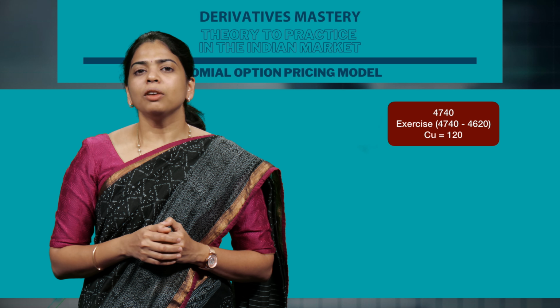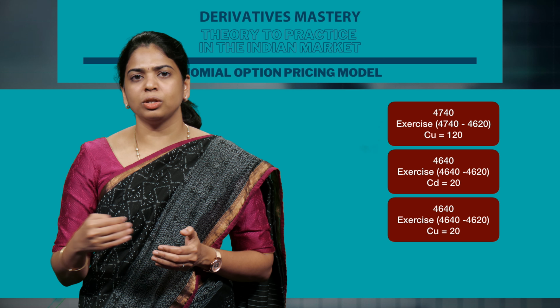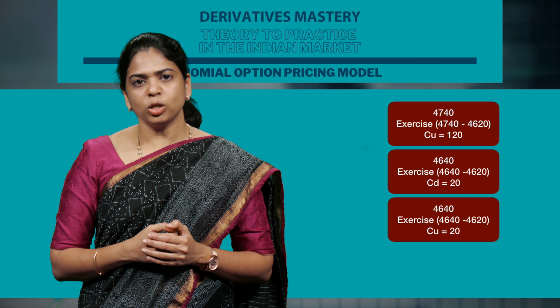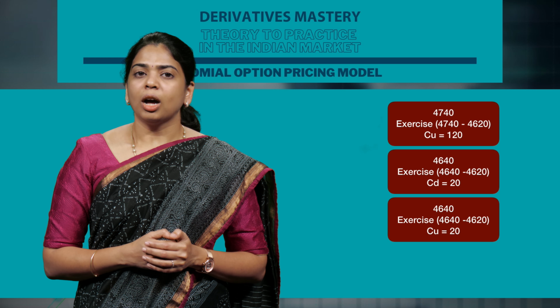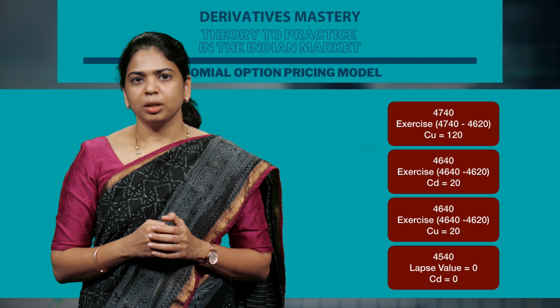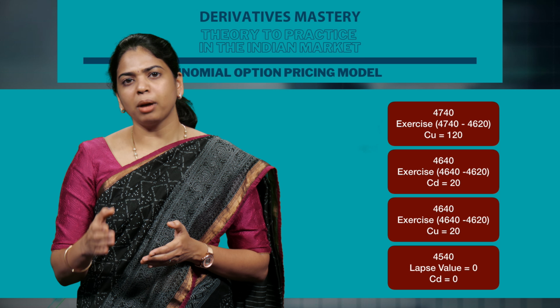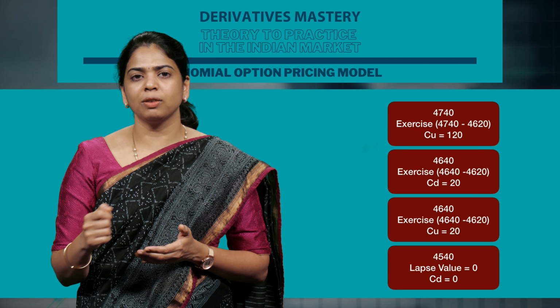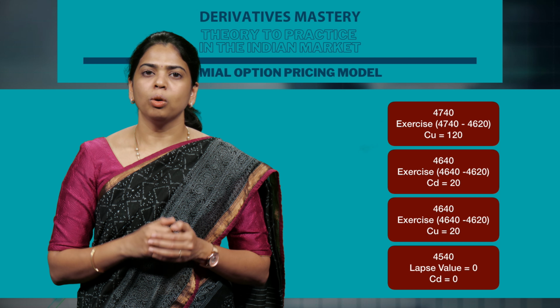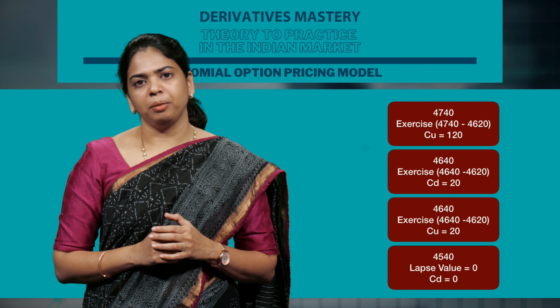If the price moves to 4,640, the option's payoff is the maximum of spot minus strike or 0, which is the maximum of 4,640 minus 4,620 or 0, which gives us a payoff of 20. Now, if the price drops to 4,540, the option expires worthless, so the payoff here is 0. That is, the maximum of 4,540 minus 4,620 or 0 gives us 0. Now, we move on to the next step in the tree.